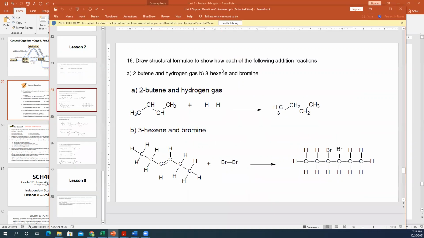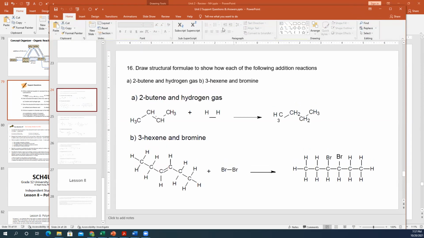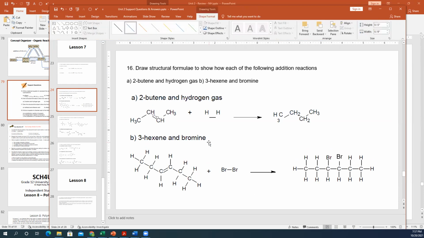So draw the structural formula to show each of the following addition reactions: 2-butene and hydrogen gas. Okay, so 2-butene. So 1, 2, 3, 4. You've got 4 carbons, and there's a double bond here. Why is that double bond not showing up very well here? I'm just going to go ahead and add it in to make it a little more clear. Boom.